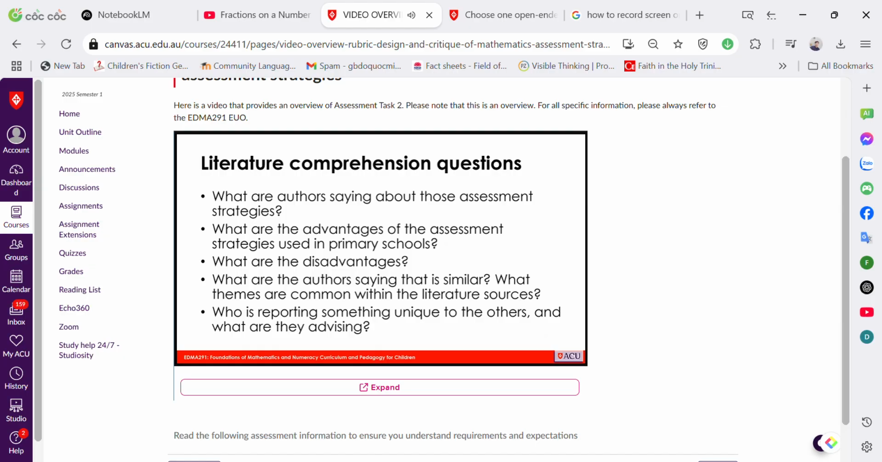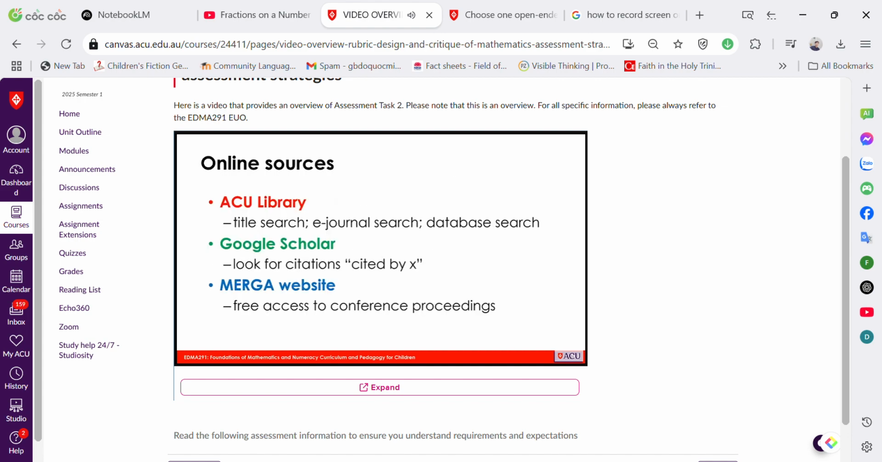Here are some really important questions that you can use when you are looking at these particular sources. These are questions that I use whenever I do a literature review. I think about what the authors are saying about the topic, or in this case, about the assessment strategies we're looking for. What are the advantages of the assessment strategies? What are the disadvantages? What are they saying about that? What authors are saying something that is similar? Are any commonalities coming through? Is one author saying something that's quite unique, something that's different from the others? So these are really helpful comprehension questions that you can use as you dive into the literature sources as a way of making sense of what the authors are saying.